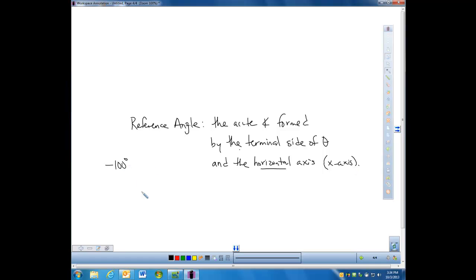So I'll give you a couple examples here. Suppose I have a negative 100 degree angle. So if I rotate clockwise 100 degrees, it takes me down to about here. And so if I'm going to work with that angle, I'm going to build a triangle that looks like this. Okay, theta is actually going to end up being an 80 degree angle within that triangle. So I would say my reference angle for that is 80 degrees. And I could use all the trig information I know about 80 degree angles now to answer any questions I might have on the 6 trig ratios.